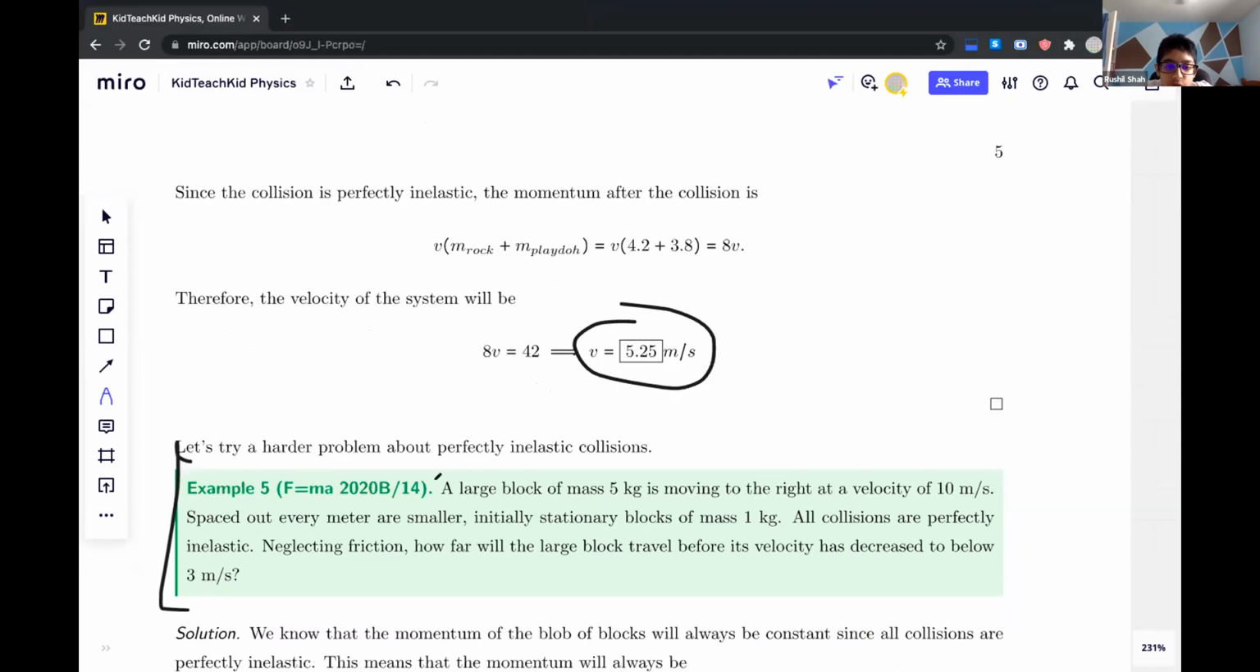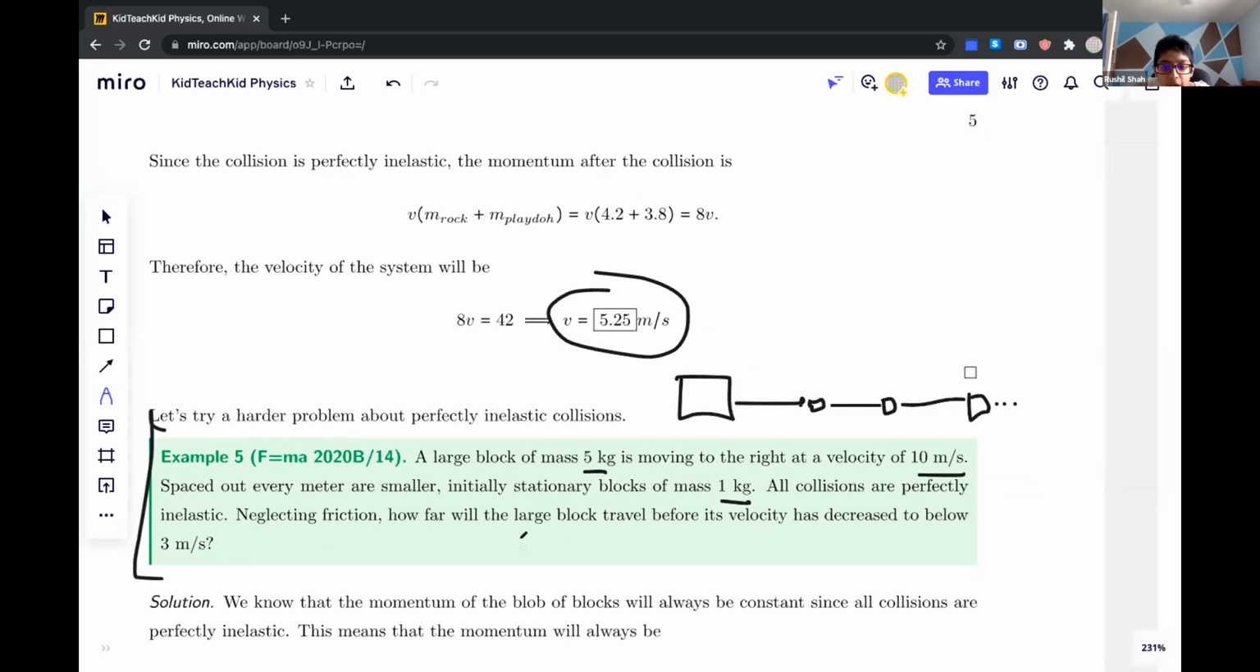Okay, so let's try this problem out. We're told that a large block of mass 5 kilograms is moving to the right at a velocity of 10 meters per second. Every meter, there are smaller initially stationary blocks of mass 1 kilogram. So let me just quickly draw the setup. We have some large block here, and then 1 meter away we have some smaller block, another meter, and then a smaller block, another meter, and so on and so forth until infinity. So this just goes dot, dot, dot.